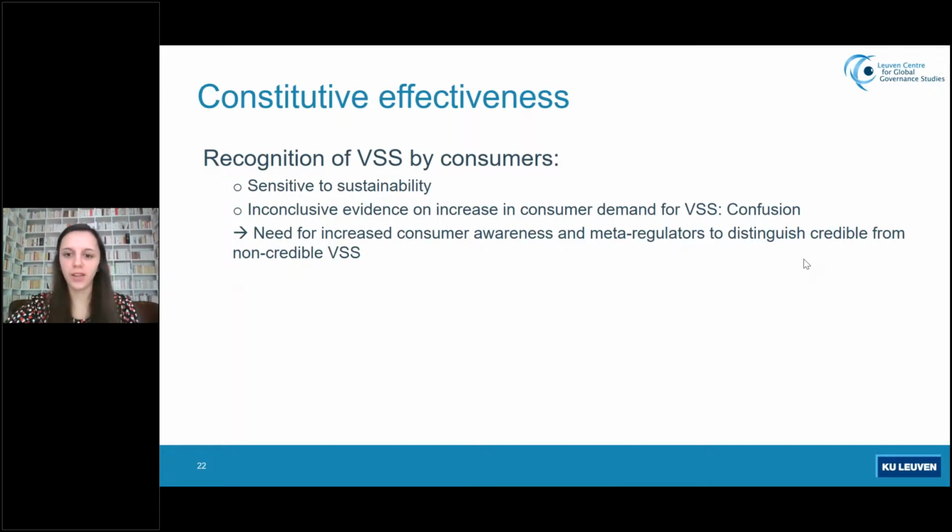So before the break, we saw institutional effectiveness and constitutive effectiveness. We still have to cover process effectiveness and goal attainment effectiveness. So first, process effectiveness. Do you all see my screen? Yes, all right, perfect. So process effectiveness is about how widely VSS are adopted and where.